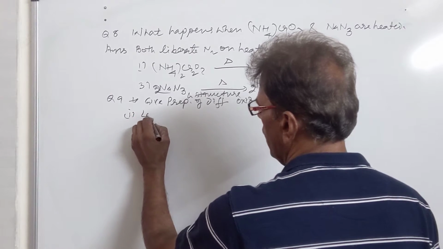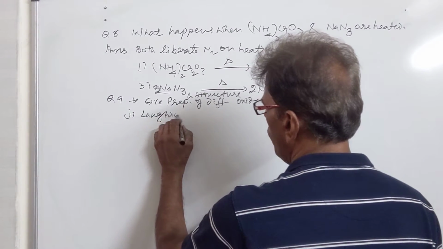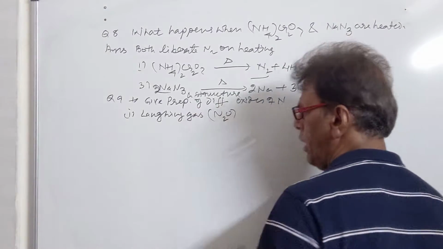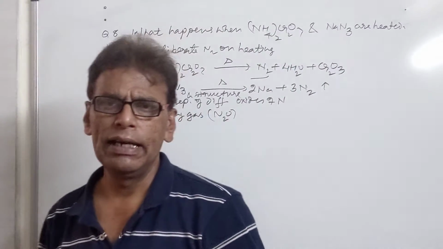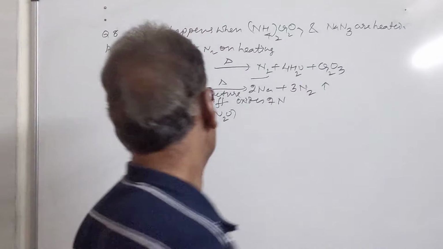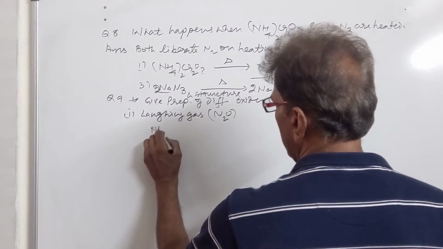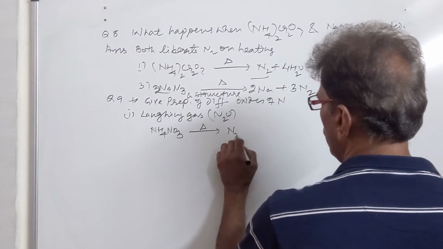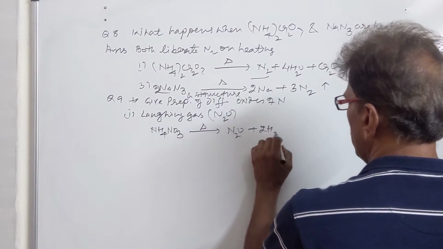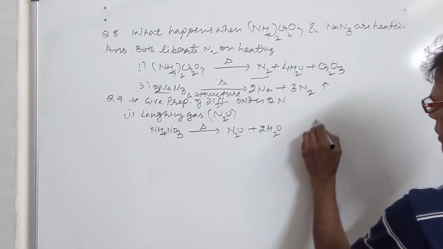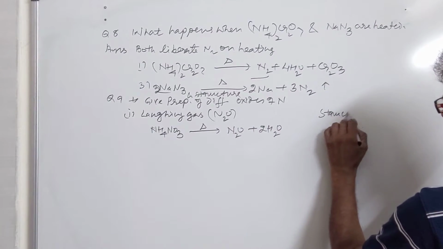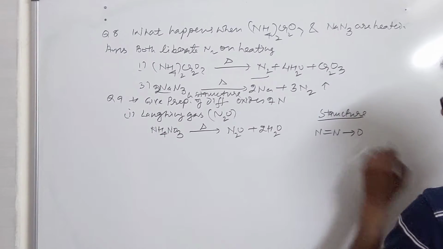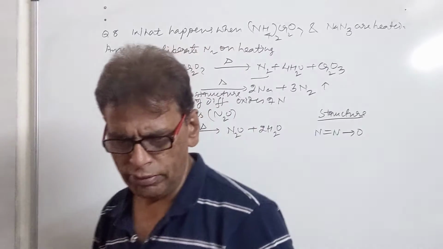Number one is laughing gas. Laughing gas name is given to it because whenever it is smelled in excess, it produces laughing. So it can be obtained by heating ammonium nitrate. You will get N2O plus 2 water. This is laughing gas, this is the structure of laughing gas.